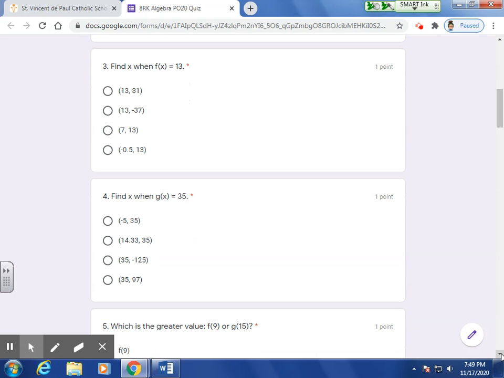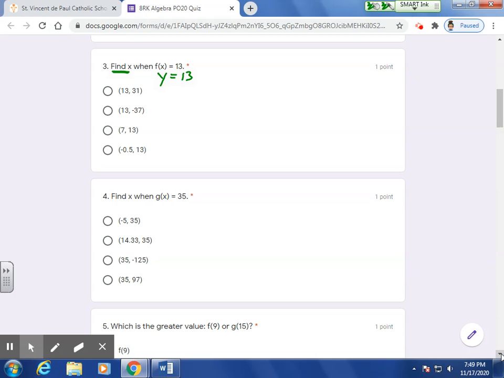Number 3 says, find x when f of x equals 13. Now, it's telling you to find x, right? And if the only variables that we're working with here are x and y, if it's telling you to find x, that means it has to give you y, right? And if we remember that f of x is just a fancy way to write y, we can really look at this as find x when y equals 13.